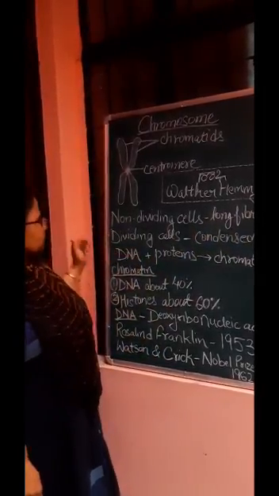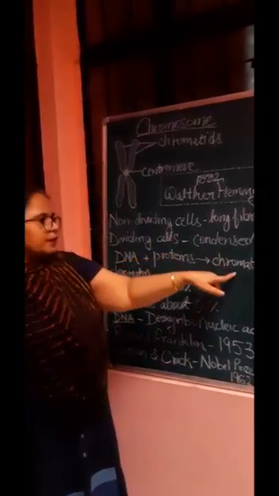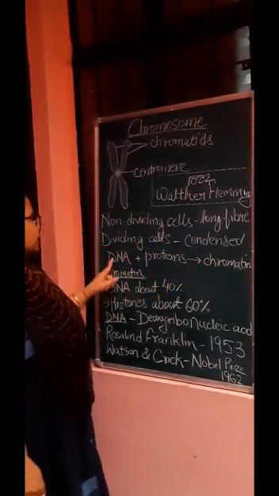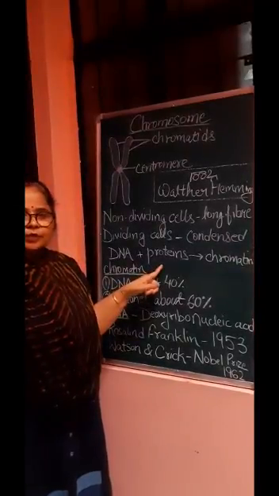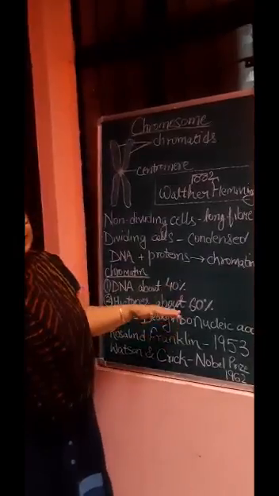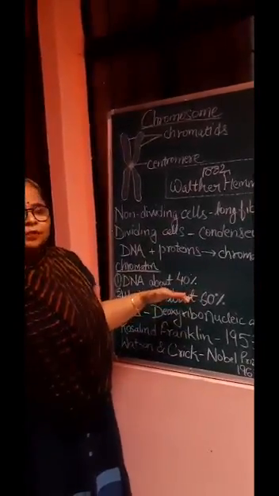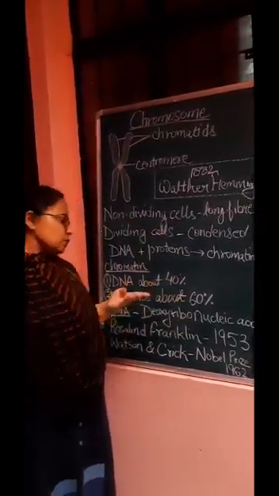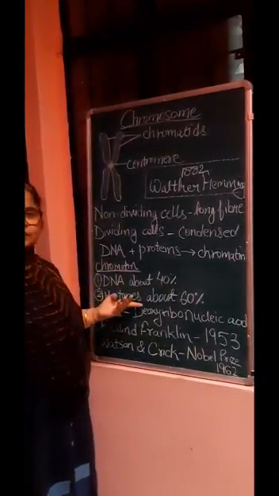Now, chromosomes consist of chromatin. And what is chromatin? Chromatin is actually DNA plus protein. Chromatin consists of about 40% DNA and 60% protein. The protein which is found in DNA is called histone protein.